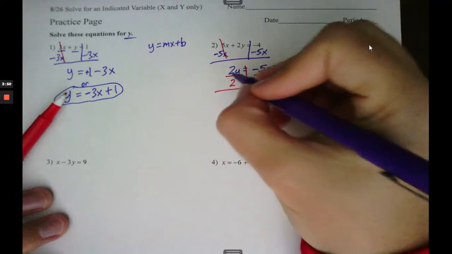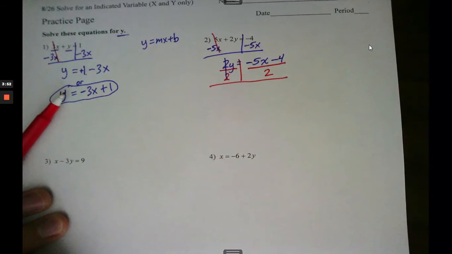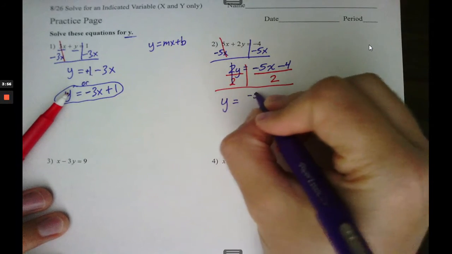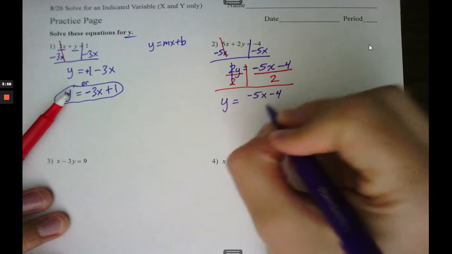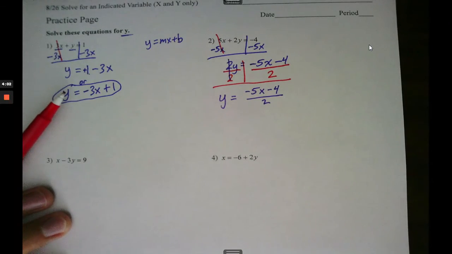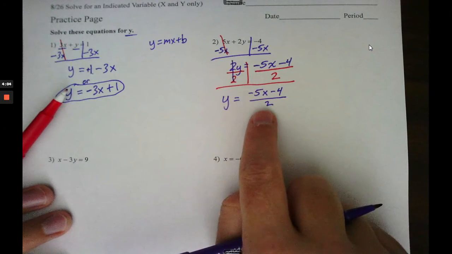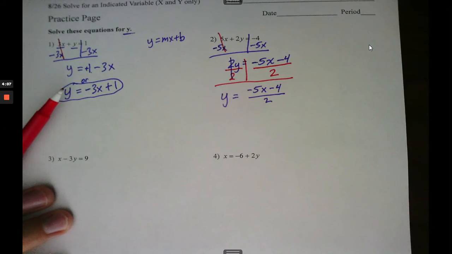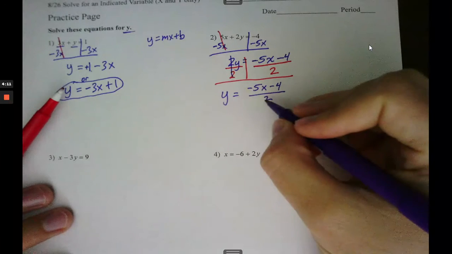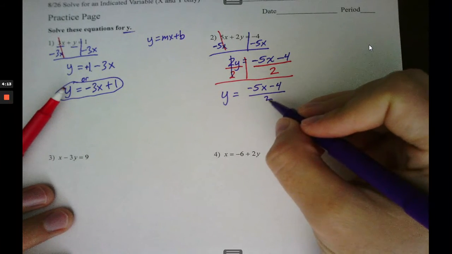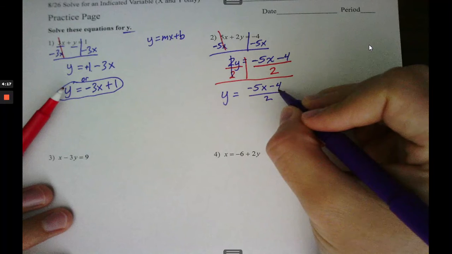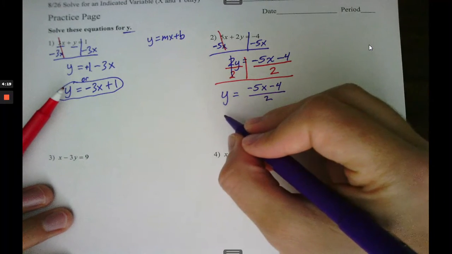And what's going to happen is 2 divided by 2 cancels out. And I'm left with y equals negative 5x minus 4 divided by 2. The whole thing divided by 2. And if this were multiple choice and that was an answer choice, you 100% can leave it like that. However, oftentimes they will take these problems a step further and simplify this by dividing the 2 into each of the two terms. In other words, they would rewrite it like this.